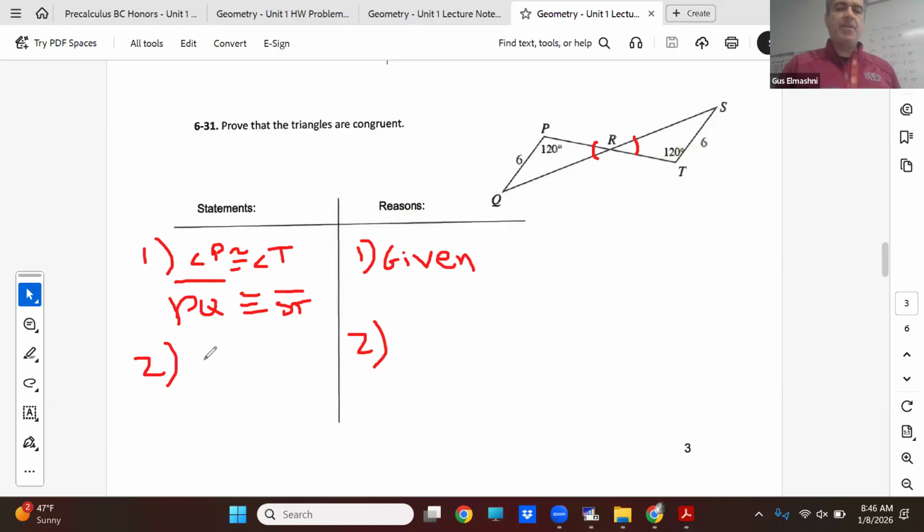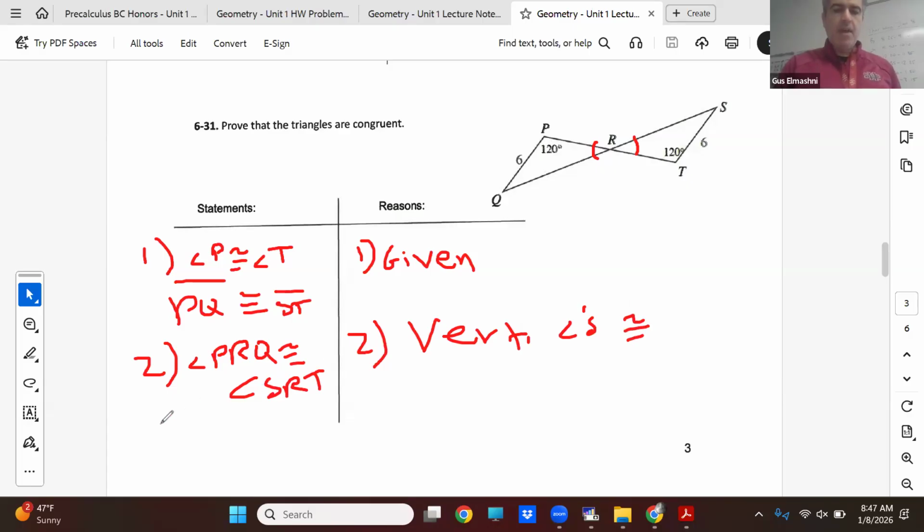But then don't say this. You don't want to say angle R equals angle R because angle R could be PRS or PRQ. So you want to be a little more specific here. I'd say angle PRQ, because that's a smaller angle, right? Is congruent to angle SRT. The order doesn't matter so much as long as R is in the middle. And what's the reason? Vertical angles are congruent.